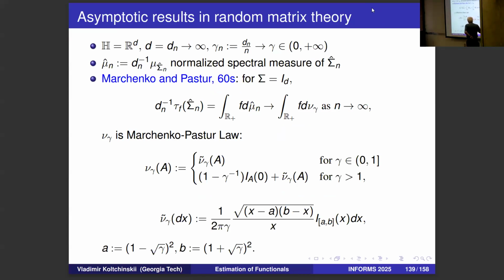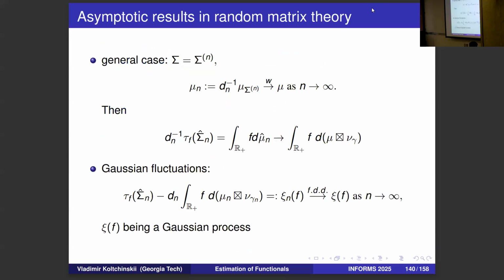then the normalized trace functional, normalized with d_n, which is the integral of this normalized spectral measure, will converge to some limit law that is called the Marchenko-Pastur law. They explicitly wrote this law. This is in the case when the covariance is the identity matrix, so for the standard normal model.